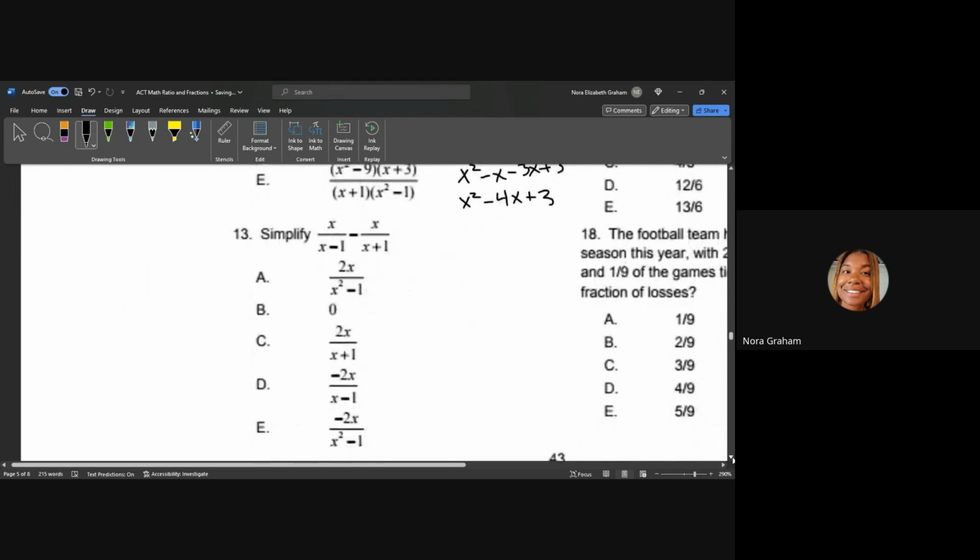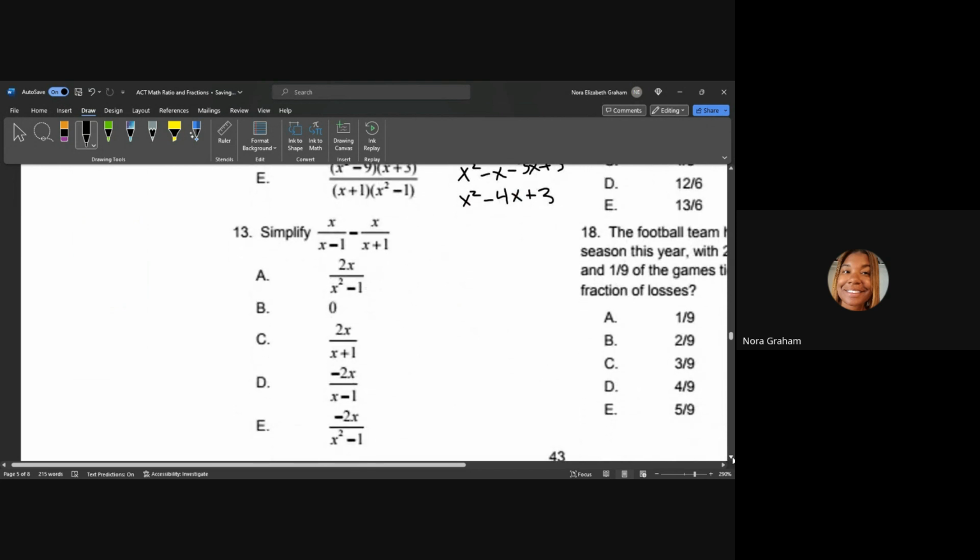13. This is very similar to subtracting fractions. So first thing we want to do is get the like denominator. We can get our like denominator by multiplying our denominators together and then doing cross multiplication. So let's go ahead and do that. So when I do that, I do x minus 1 times x plus 1.